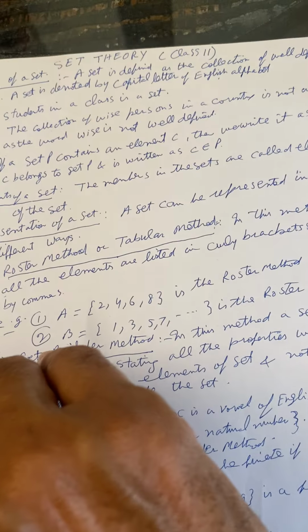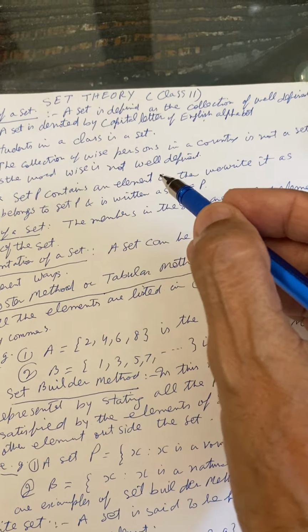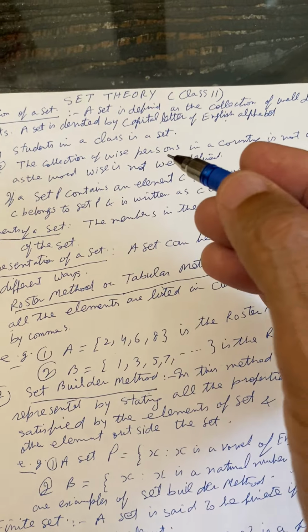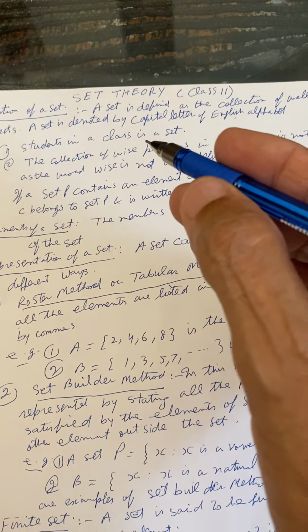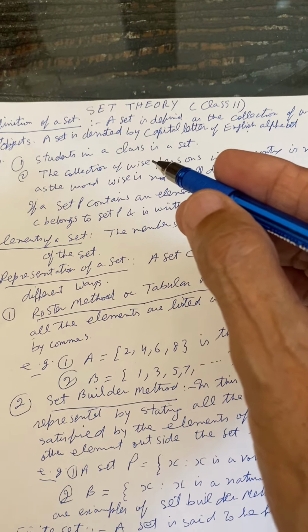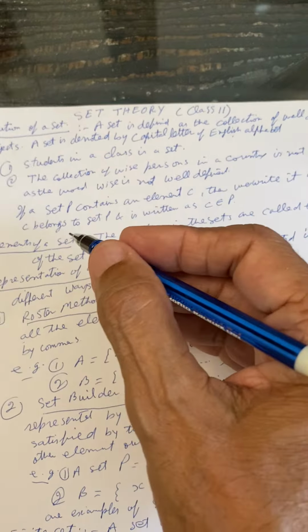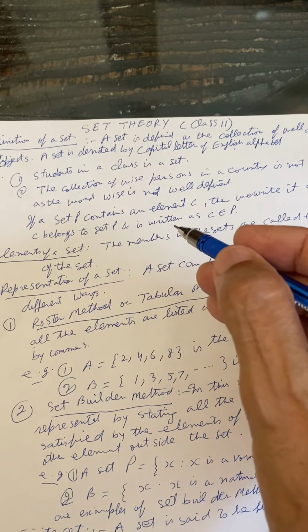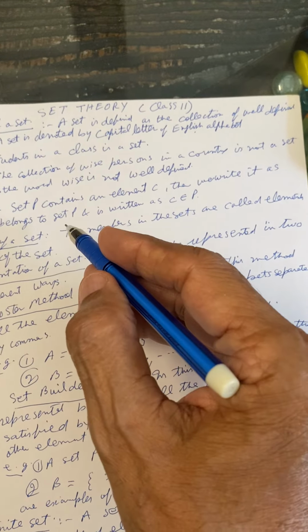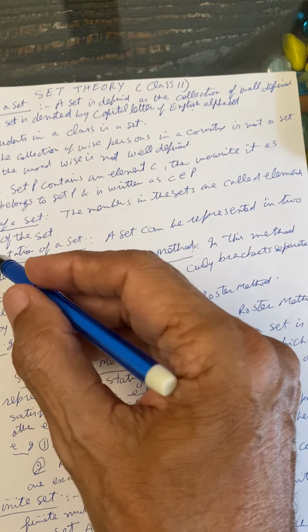Second, the collection of wise persons in a country is not a set, as the word wise is not well defined. So this is not a set because the wisdom level differs from person to person. So we cannot define it properly. That's why it is not well defined. If a set P contains an element C, then we write it as C belongs to P.